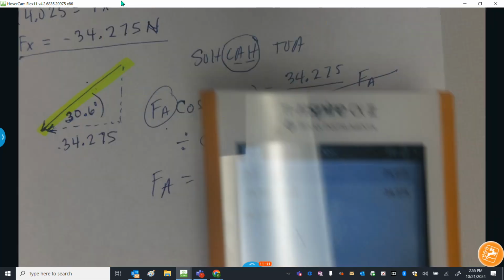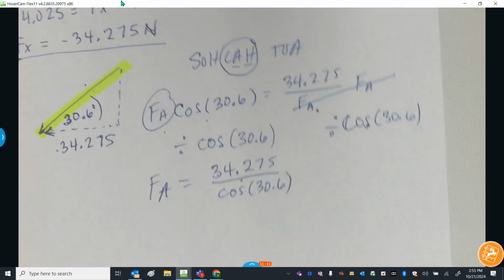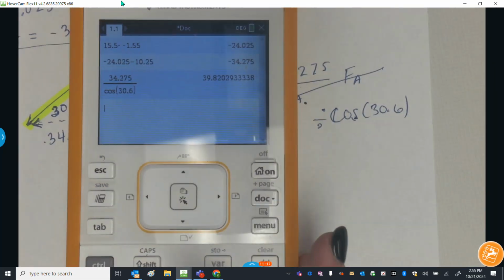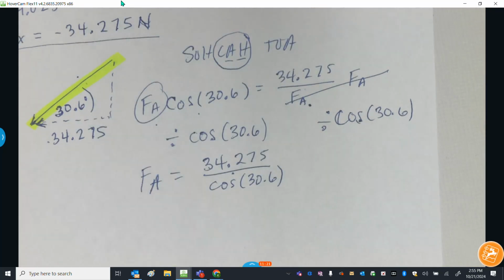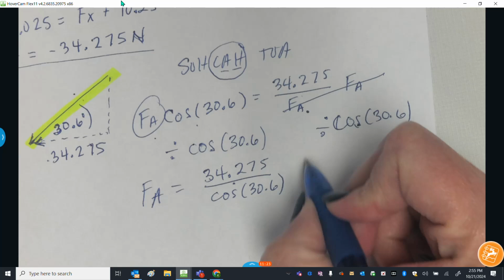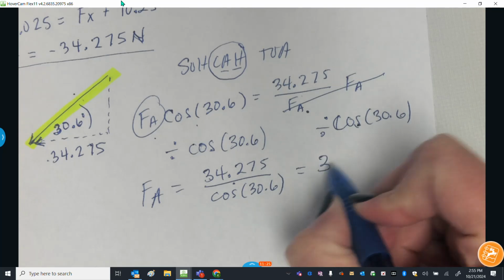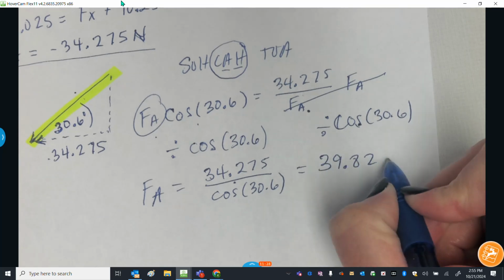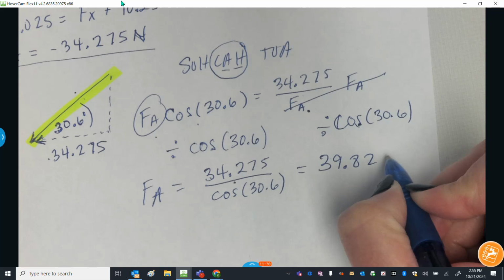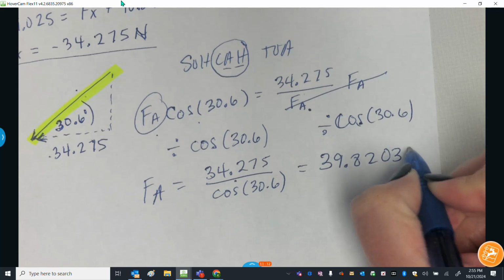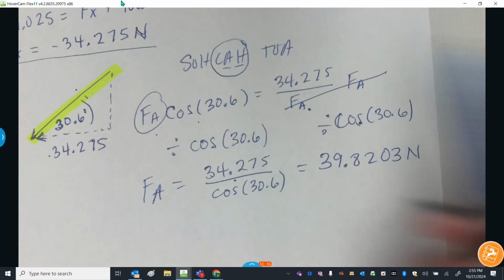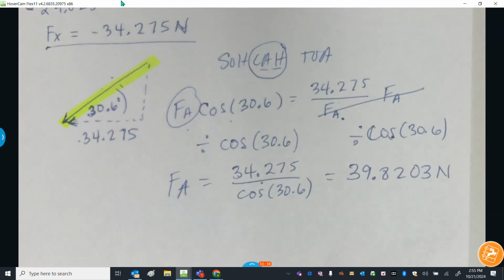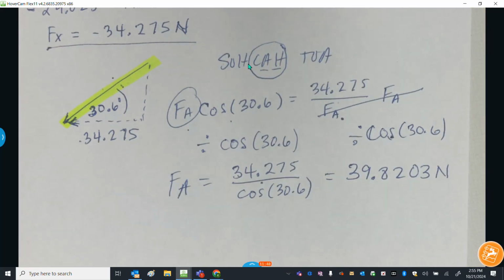Divided by cosine of 30.6. And then this is what you're going to get, 39.82. It's rounded, but that's close enough because there's a 0 after it. 39.82. If I want to write more, I could. 8203. We'll round it there. Okay, but that is the applied force at the angle right here, and that would be the answer to the question for the student's applied force.